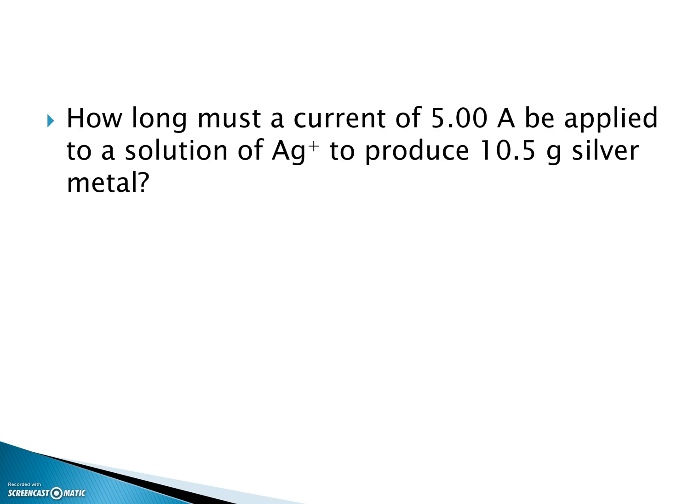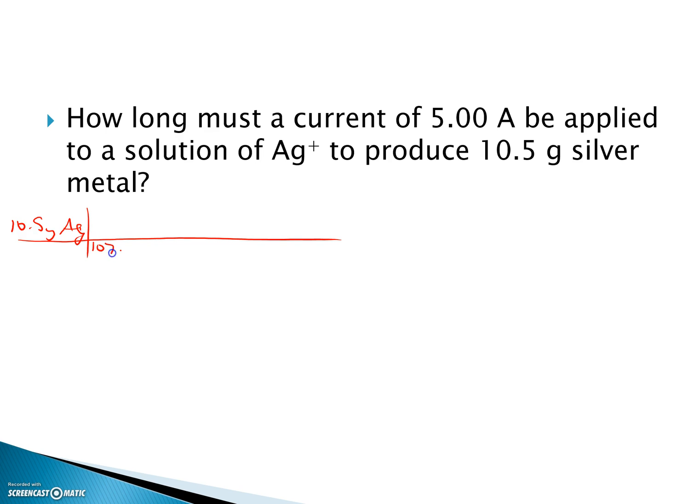Let's look at one more problem. How long must a current of 5 amps be applied to a solution of silver ions to produce 10.5 grams of silver metal? So this time we have the grams of metal that we want to plate, and we want to work the problem backwards to find out the time. So we have 10.5 grams of silver, which we're going to want to convert to moles.